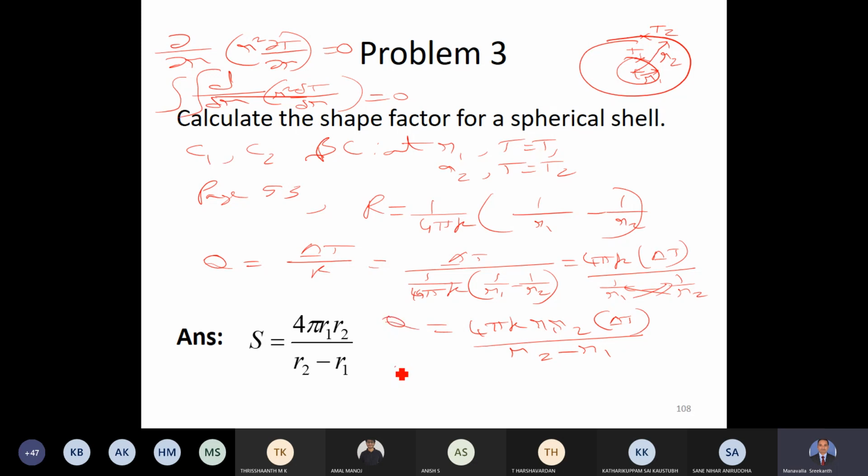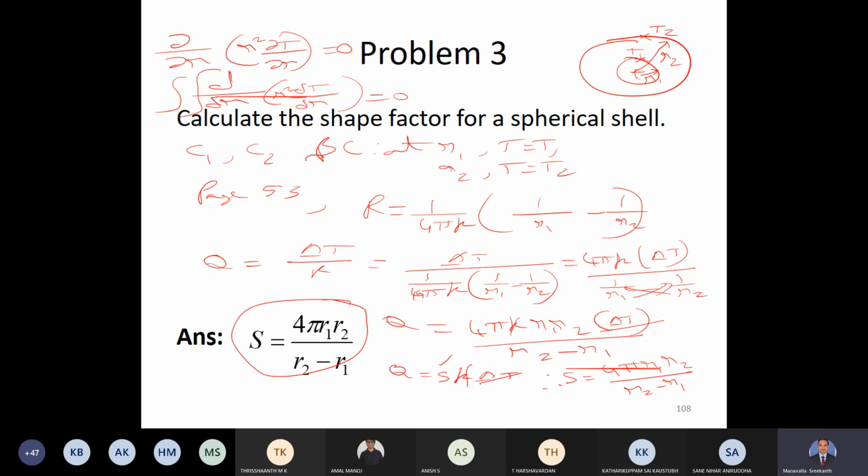Now in terms of shape factor, we can also write Q as S k delta T. So we have two equations for Q now. One is the one which we derived from the differential equation, and the second equation is as per the definition of the shape factor. If you compare these two equations, delta T and delta T are the same, k and k will go. So what remains is S here, and what remains is 4 pi R1 R2 by R2 minus R1. Therefore you can write S is equal to 4 pi R1 R2 divided by R2 minus R1, which is the answer.